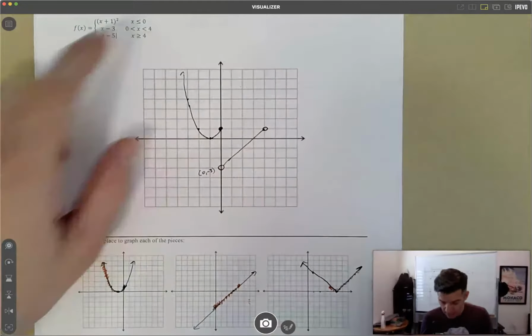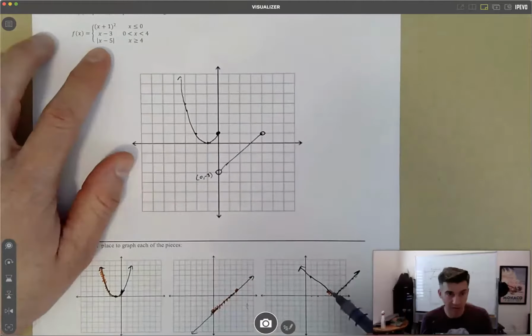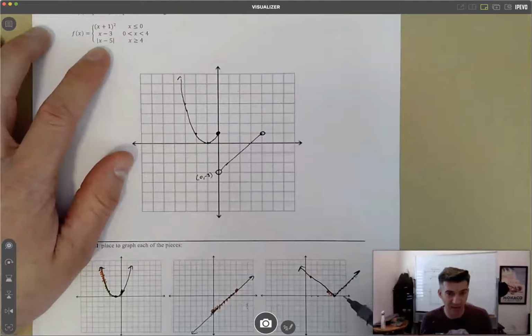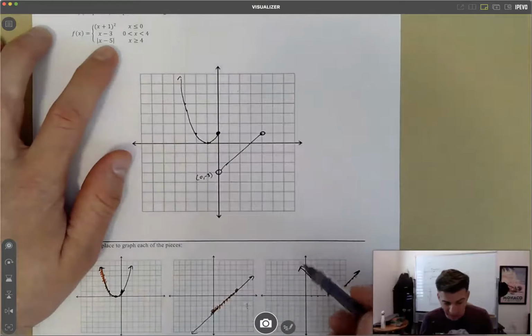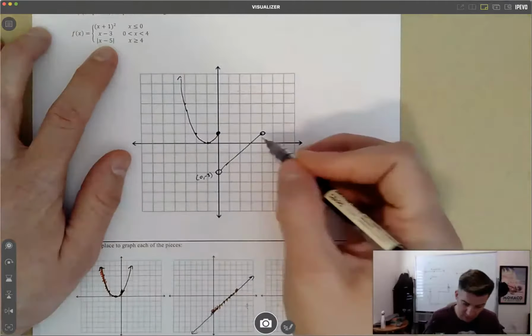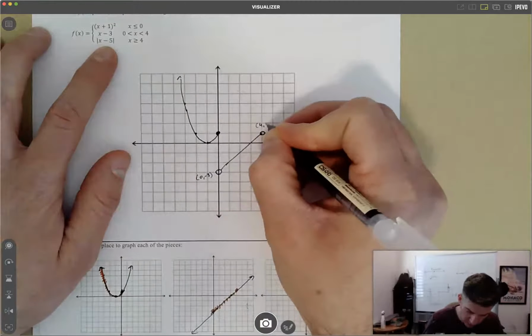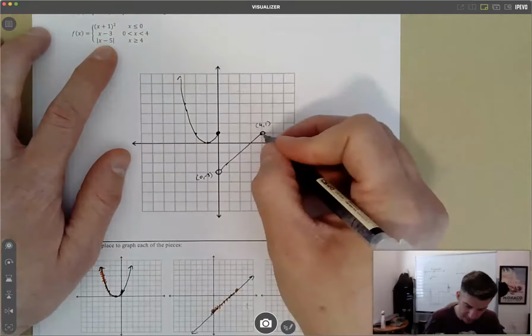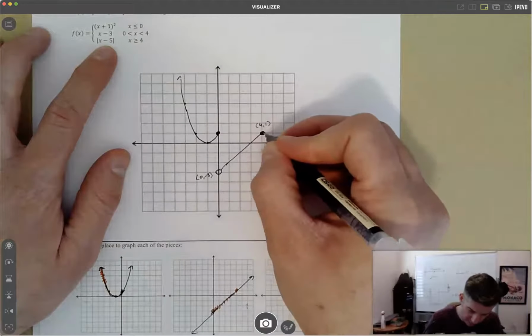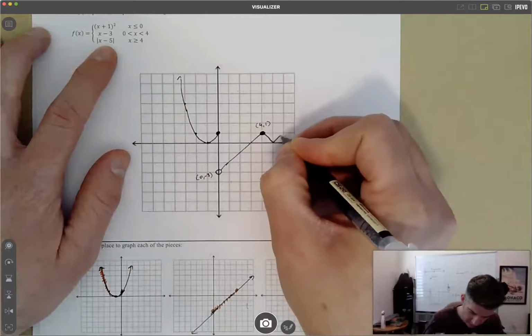But this other piece of that piecewise function, absolute value of x minus 5, if you plug in 4 to that, you do get 1. So even though it is an open circle here at the point 4, 1, I'm going to end up filling that in when I graph the absolute value part.